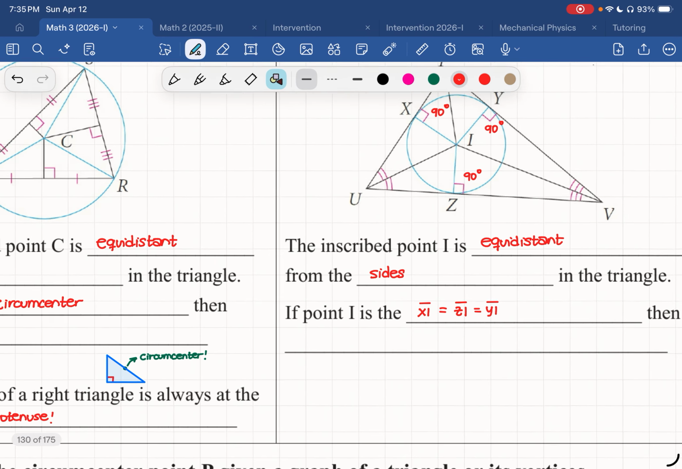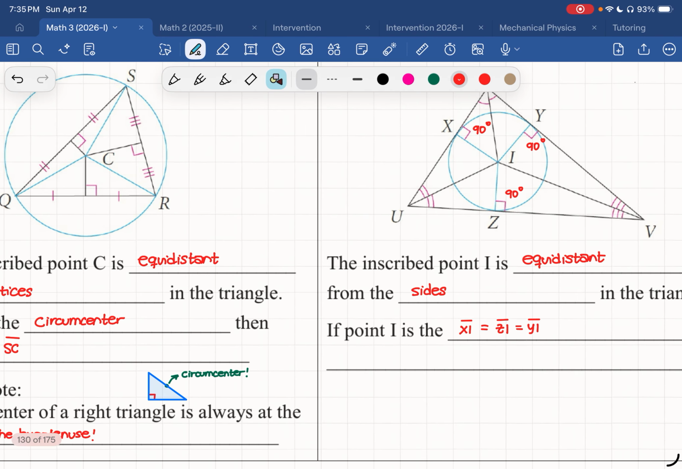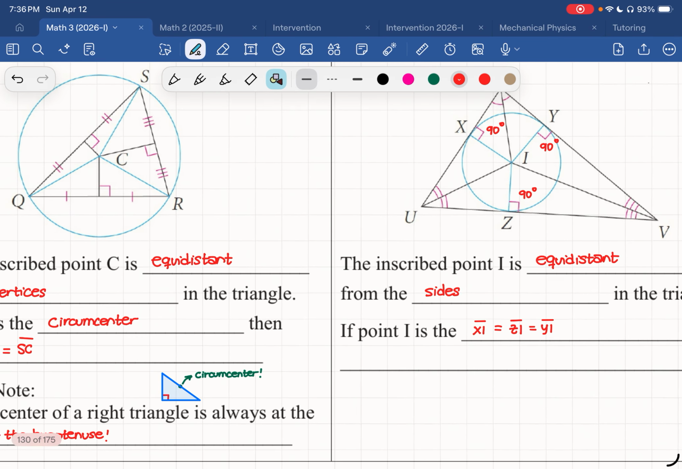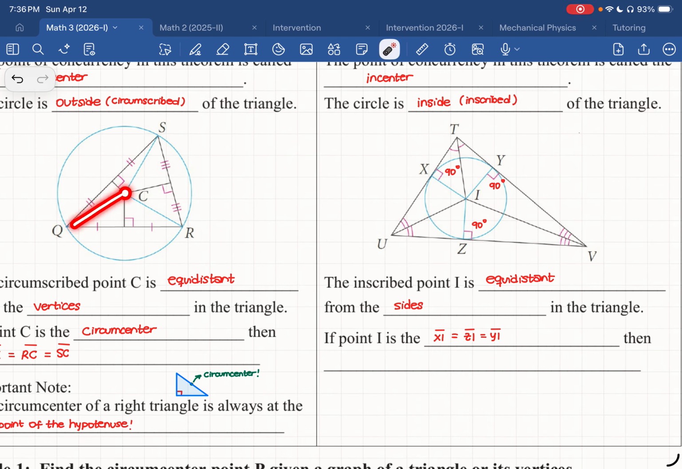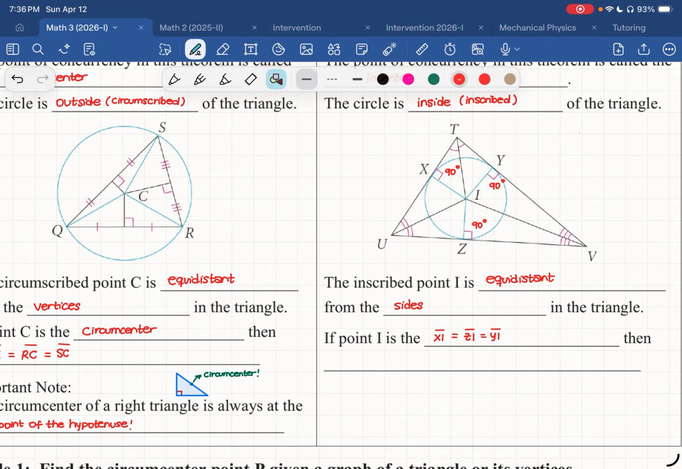Okay? So what I need you to understand here is between these two theorems, in the first one, the distance is from the point to the vertex of the triangle. This is one vertex, this is another vertex, and this is another vertex. But in this theorem, the distance is from the in-center to the sides of the triangles. In this case, we don't talk about the vertexes anymore, okay? So let me just put this in colors so you can understand it better.